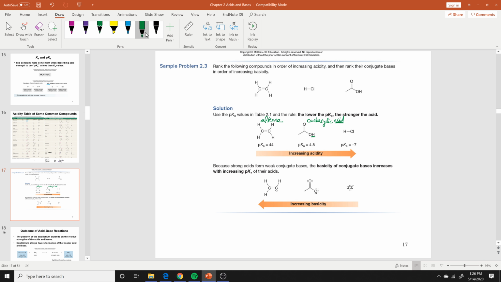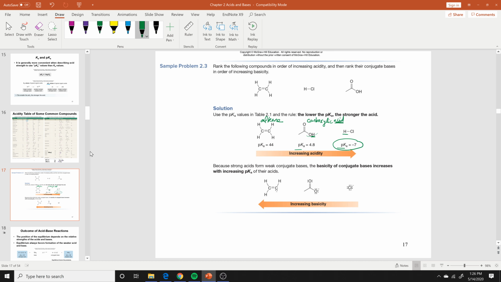And the reason why it's acidic is because it has resonance. We will talk about this as we proceed. So this is an acidic hydrogen there, and then you have your HCl. This is the hydrochloric acid. Get the pKa values from the tables, from any of those tables, and then arrange the acids in order of increasing acidity. The lower the pKa, the stronger the acid.